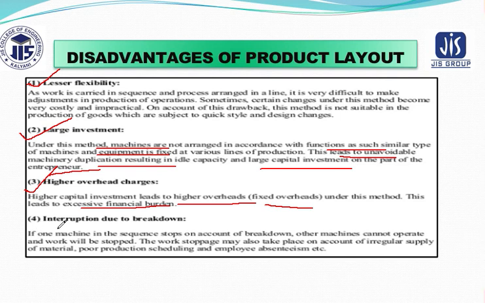Fourthly, the interruption due to breakdown. If one machine in the sequence stops on account of breakdown, obviously the other machines cannot operate and the work will be stopped. The work stoppage may also take place on account of irregular supply of material, poor production and employee absenteeism.